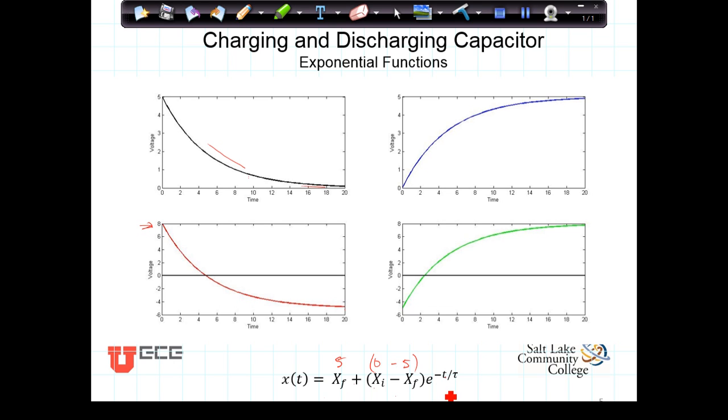So this function here, this charging voltage, is given to us as 5 minus 5 e to the minus t over tau. And finally, we can go from some non-zero value to some other non-zero value, where the initial voltage here would be -5 volts, and the final voltage is 8 volts. And we have the final voltage of 8 volts plus the initial voltage of -5 volts minus 8 volts times e to the minus t over tau. So we have +8 plus -13 times e to the minus t over tau.